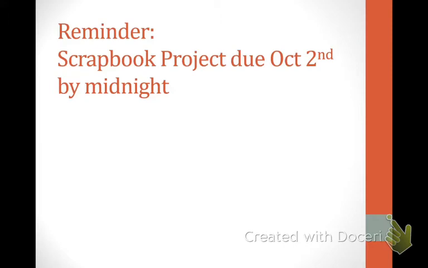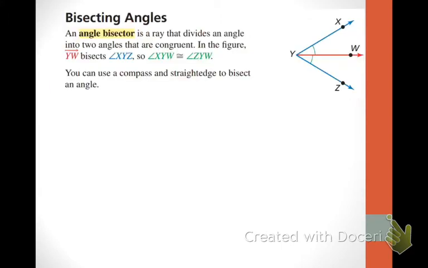Okay? We're at the top of page 7. Bisecting angles. So, bisecting angles, or an angle bisector, is a ray that divides an angle into 2 congruent angles. So it is a ray that divides an angle into 2 congruent angles.